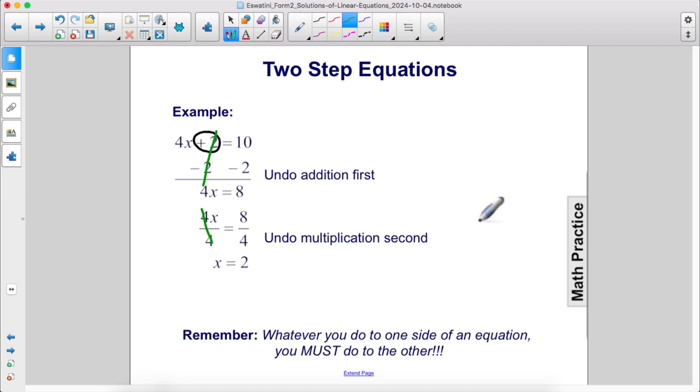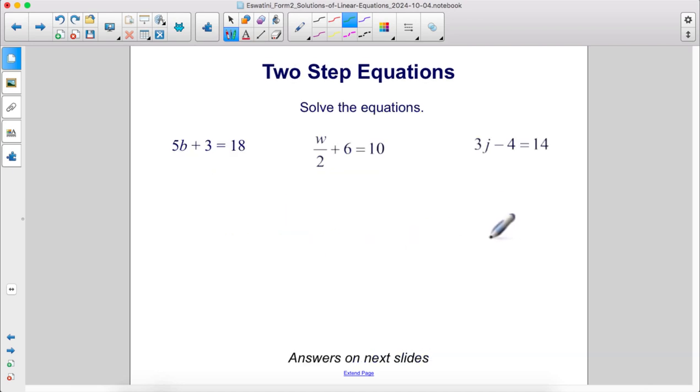Remember, whatever you do to one side of an equation, you must do to the other. Solve the equations. 5b plus 3 equals 18. First, we undo the addition with subtraction. Subtract 3 from both sides. The 3's cancel, giving us 5b equals 15. Then we undo the multiplication with division. Divide both sides by 5. The 5's cancel on the left, leaving us with b equals 3.